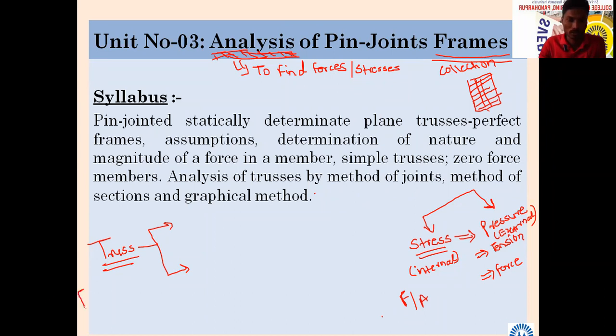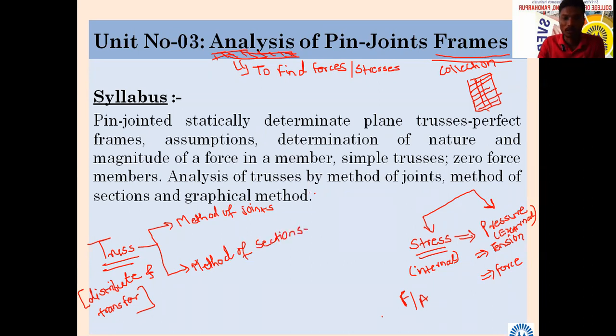Distribute and transfer. These are the two important objectives of the truss. And there are two methods to analyze the truss. Which are they? Method of joints, and the other one is method of sections. In the syllabus a graphical method is also mentioned, but online we have not yet decided how to take it. Theoretically, there are these two methods.